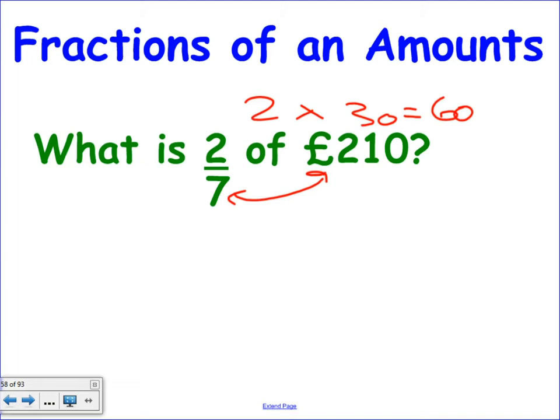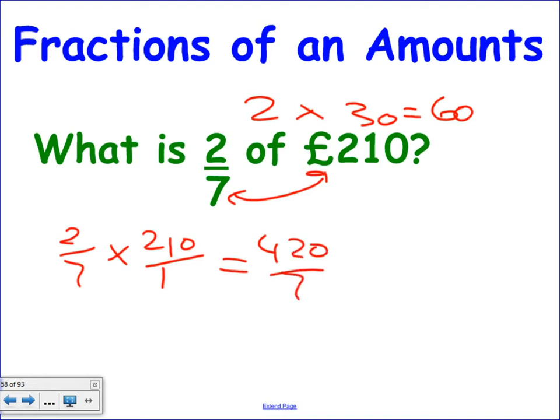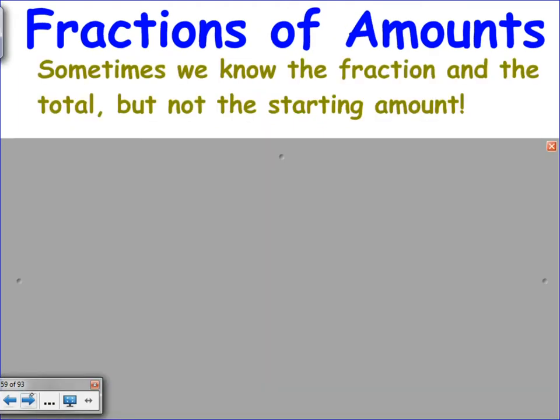What is 2/7 of 210? I've now got a really quick process to do that. I don't have to write out 2/7 times 210, which is really 210 over 1, which is 420 over 7, and then get into the hard maths. If I can see that link there, and it'll come in useful when we do percentages, you'll save yourself a lot of heartache. Okay? Good.